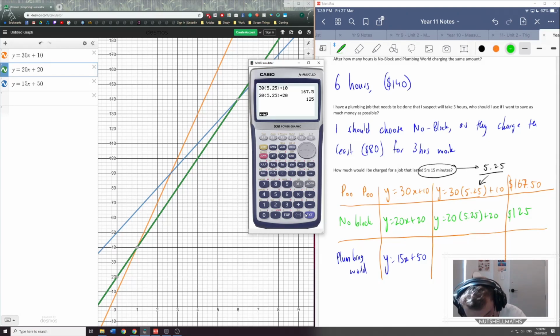$125. Jerry, I think you just typed something in wrong. And let's do plumbing world now. Y equals 15 times 5.25 plus 50. So 15 times 5.25 plus 50 is 128.75.